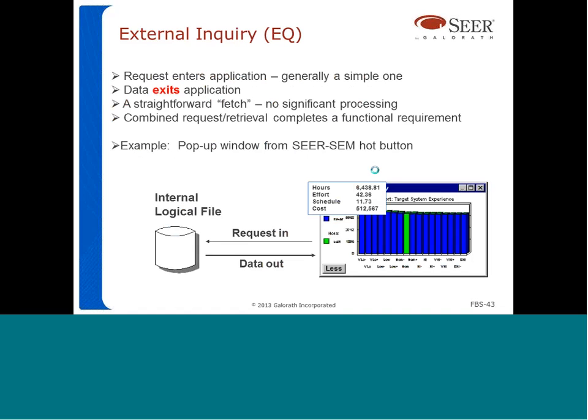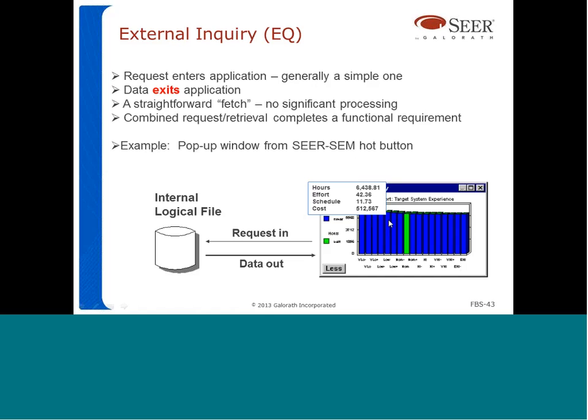An external inquiry is presentation of data to the user, but in this case, the data is not transformed, the data is not processed. It's a straightforward fetch of information with no significant processing. So an example would be the little pop-up window from SEER SAM. So we're not talking about the chart here. The chart we already classified as an external output. We're talking about this small text box here with information.